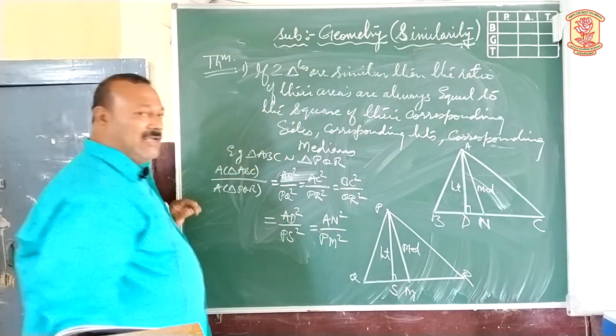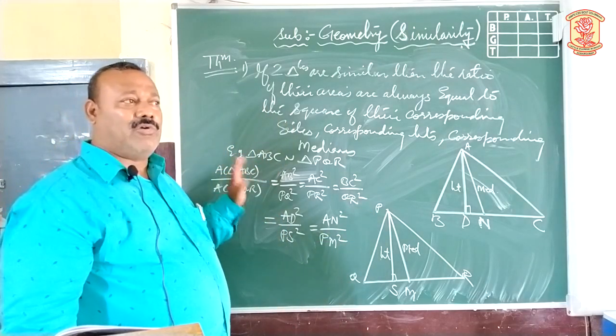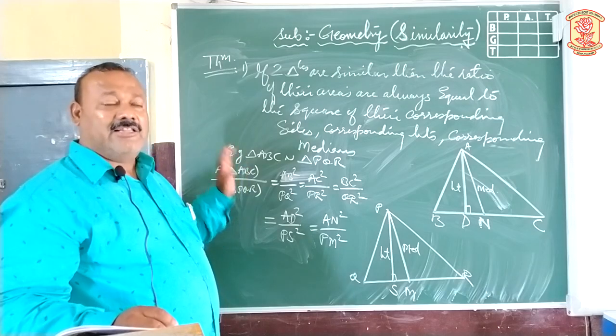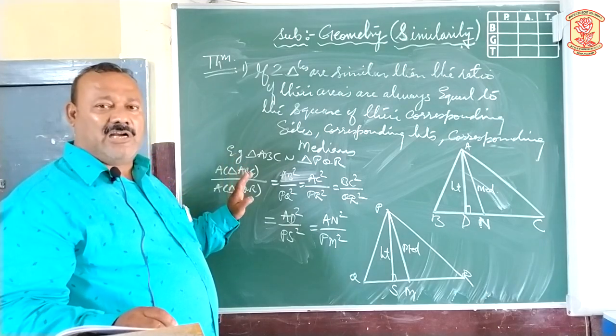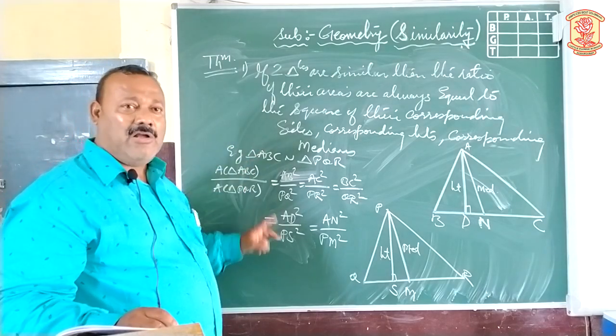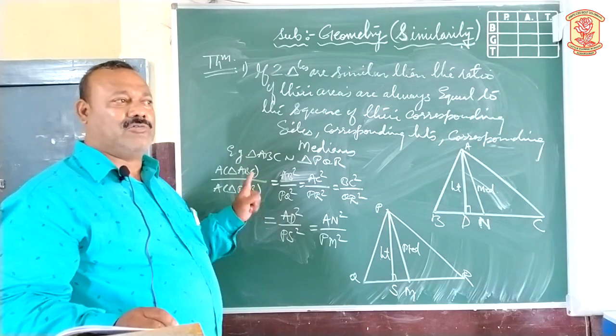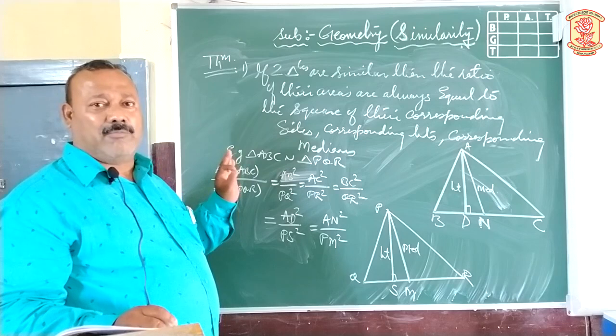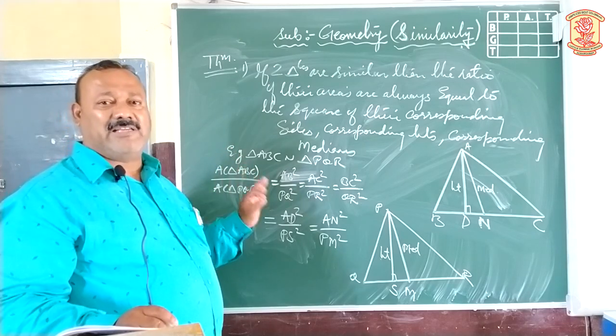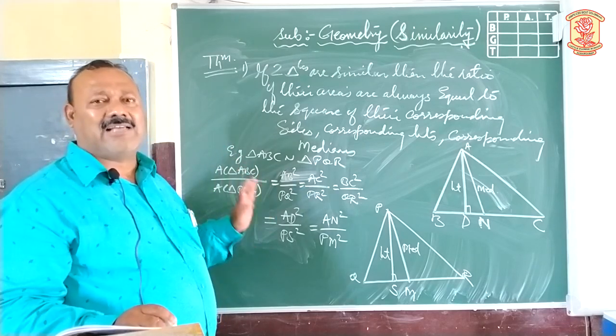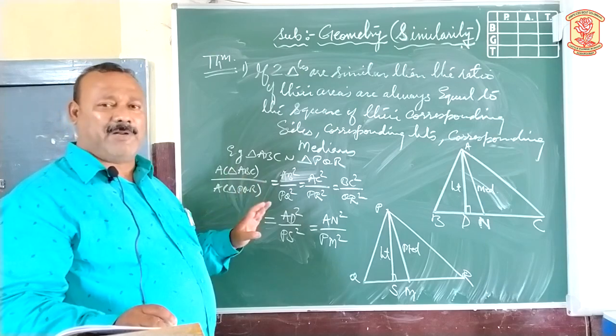Therefore, we can say that whenever two similar triangles are there, the areas are proportional to the square of the corresponding side, also proportional to the square of the altitude, and also proportional to the square of the median. This is the most important property which is based on similar triangles. And this is the last theorem that concludes the chapter.